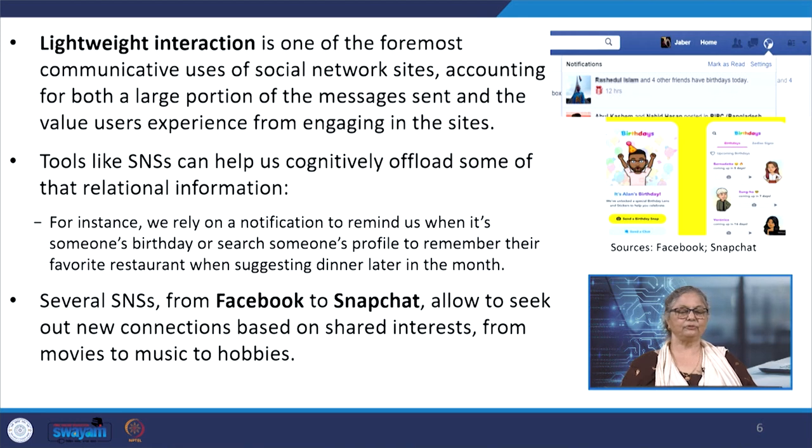One of the foremost communicative uses of social networking sites can be defined as lightweight interaction, which accounts for both a larger portion of the messages sent and the value users experience from engaging in the site. Tools like SNSs can help us cognitively offload some of the relational information. For instance, we may rely on a notification to remind us when it is somebody's birthday, etc. Several SNSs, from Facebook to Snapchat, allow us to seek out new connections based on shared interests, from movies to music to any other type of hobbies. For Last.fm users to truly develop friendships on the SNS, they also have to simultaneously engage in communication across multiple channels.